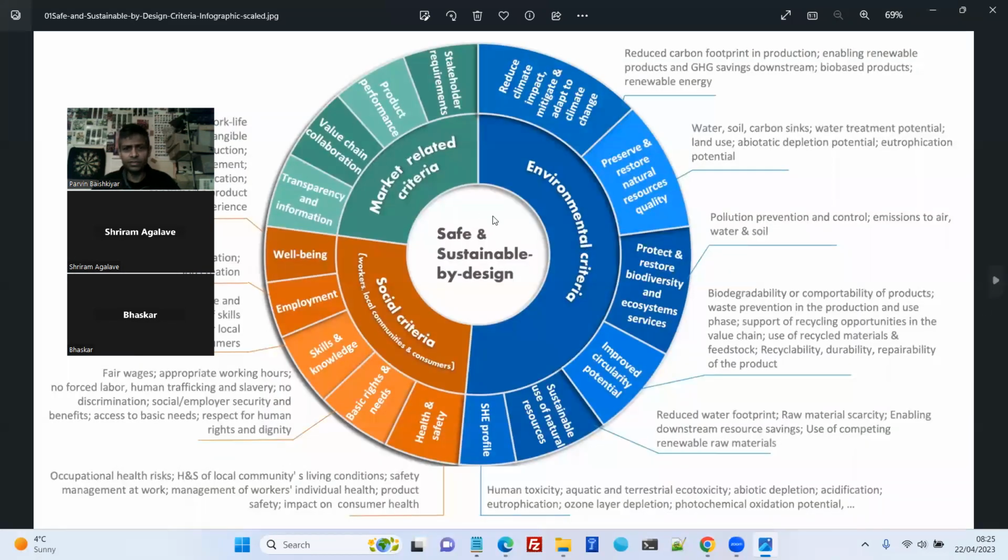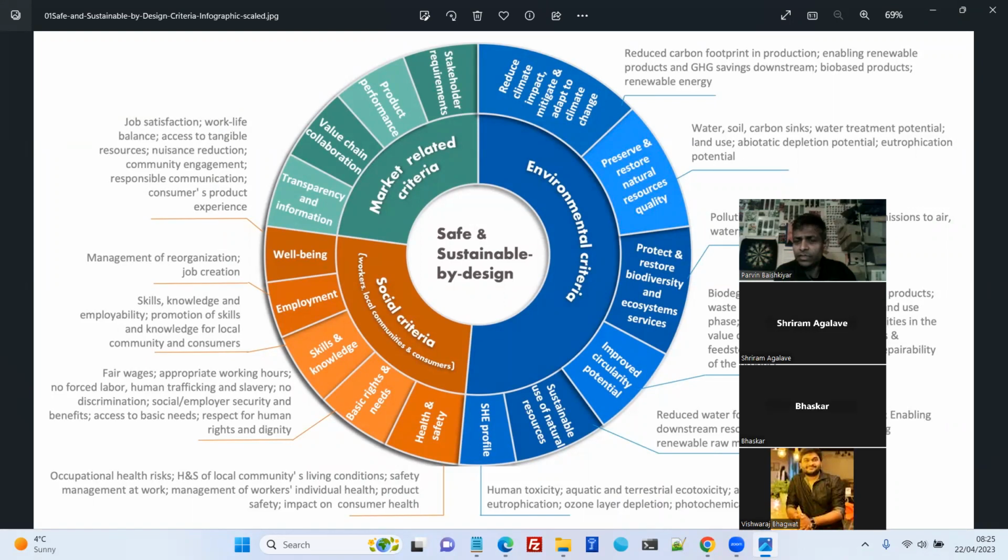So this is totally sustainable, right? Again, as I said, it's a superset of everything. This is our goal in safe and sustainable by design. Reduce carbon footprint in production, enable renewable production, and downstream. When they say reduce, basically you have to keep reducing, but by design you should be at zero.